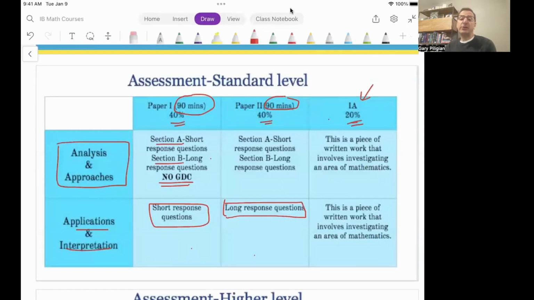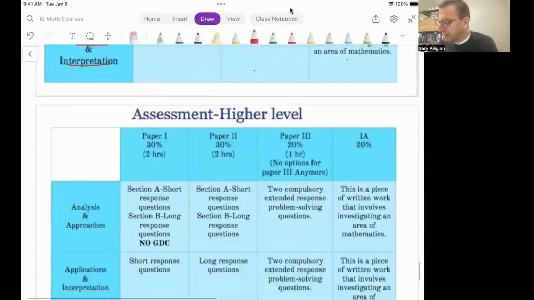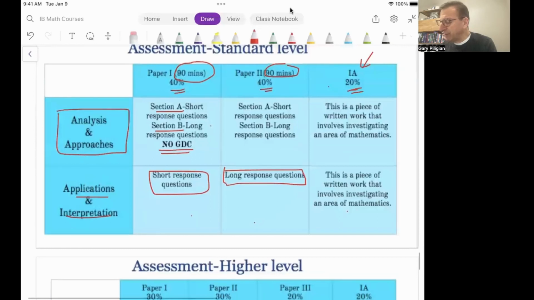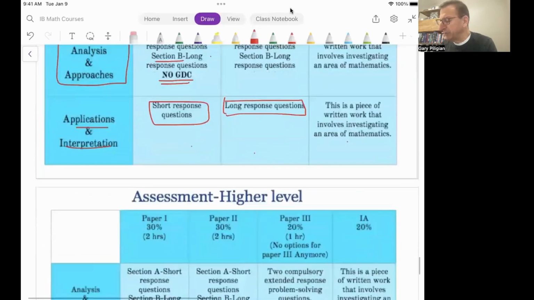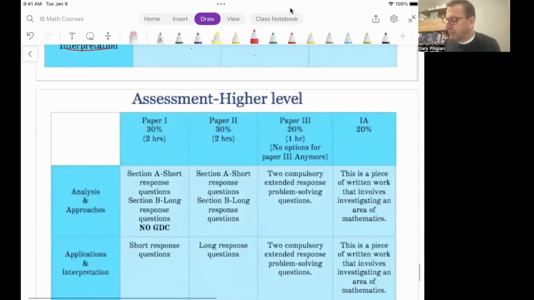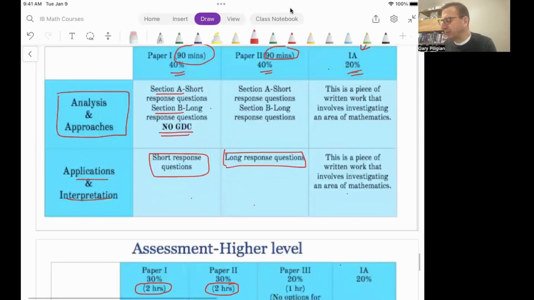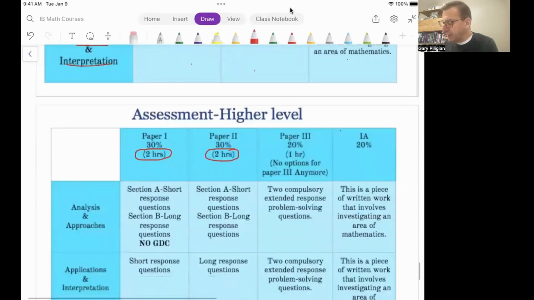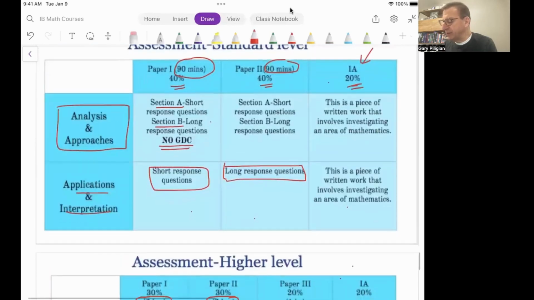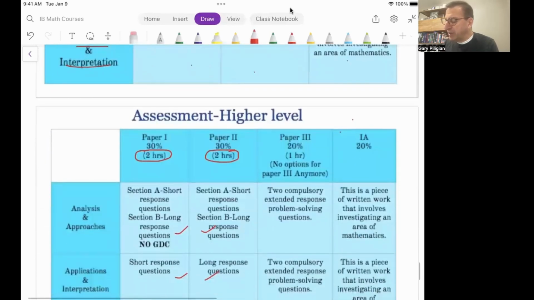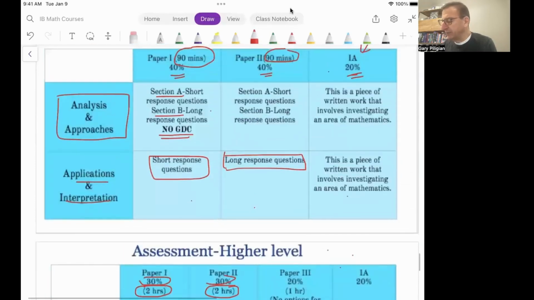Now, that's standard level. For higher level, there's still a paper one and paper two, right? The big difference is they're 2-hour exams instead of an hour and a half. The mix of the exams is identical to the standard level exams, but they only count for 30% of your IB grade instead of 40%.